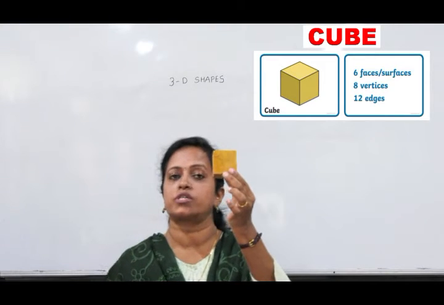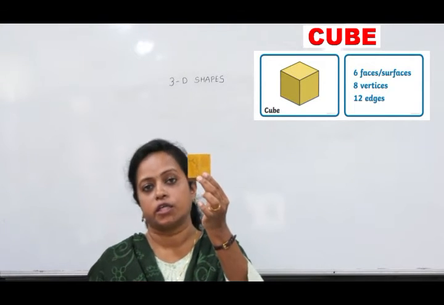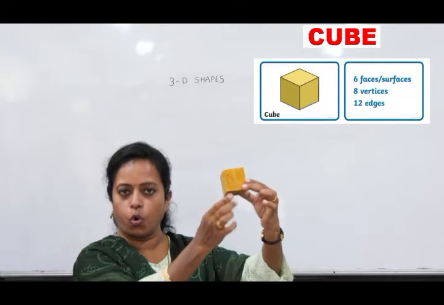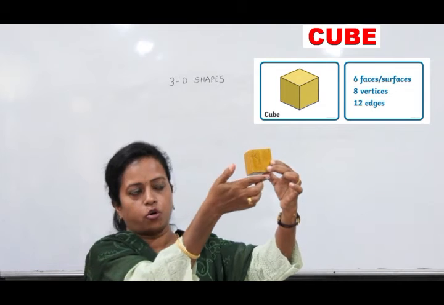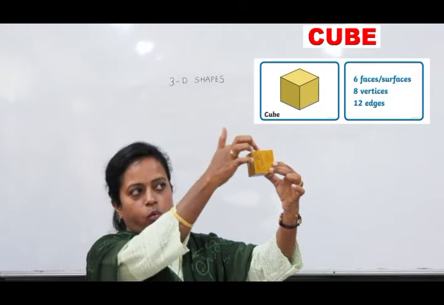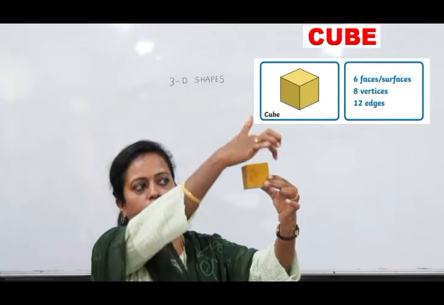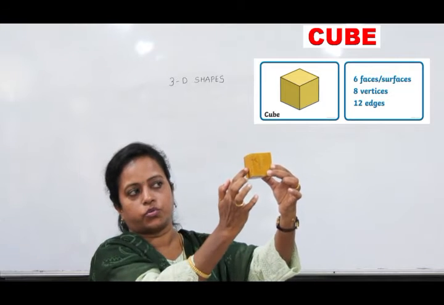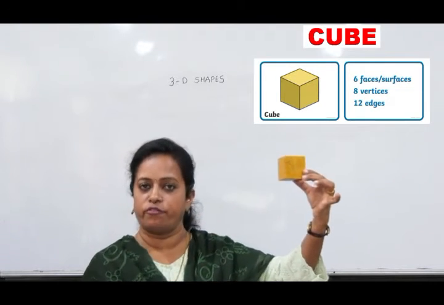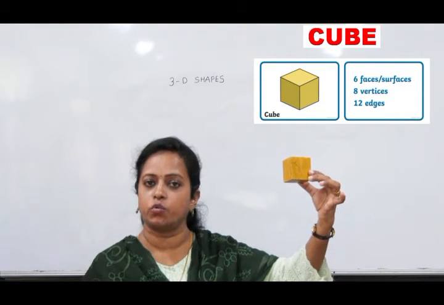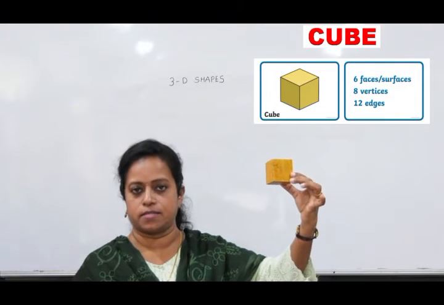Now let us count the number of faces a cube has. If you hold the cube in this way, you can say there is one face at the top and one at the bottom. So 1, 2, and there are 4 faces around. So 3, 4, 5 and 6. So how many faces does a cube have? A cube has 6 faces.